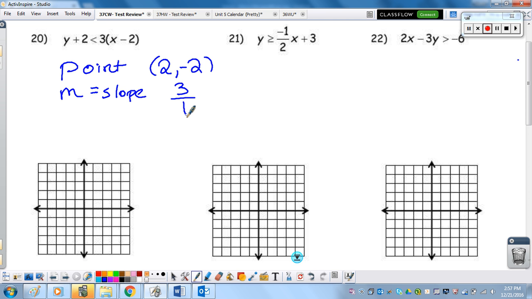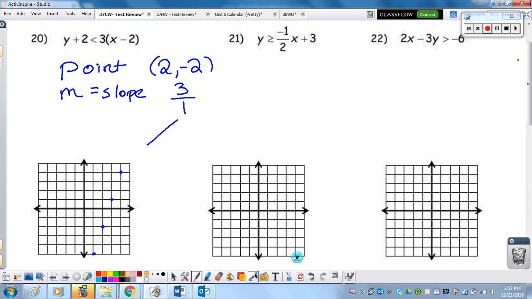So I plot (2, -2). And I do rise over run, and it's positive. That's why you increase. So I go up 1, 2, 3 over 1. You can also go down 1, 2, 3 left 1. The reason why is your slope is positive.